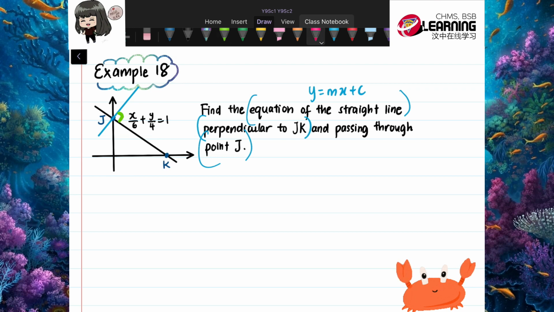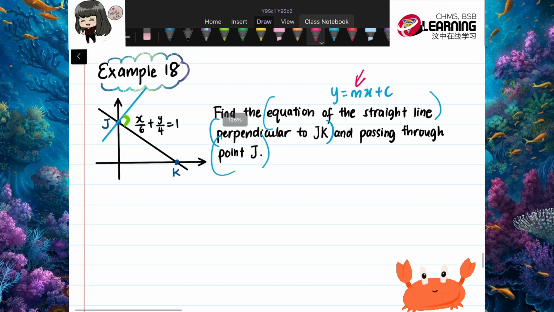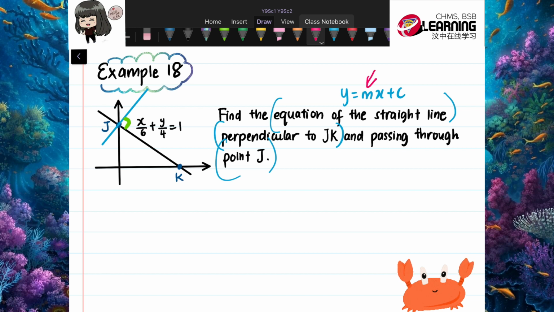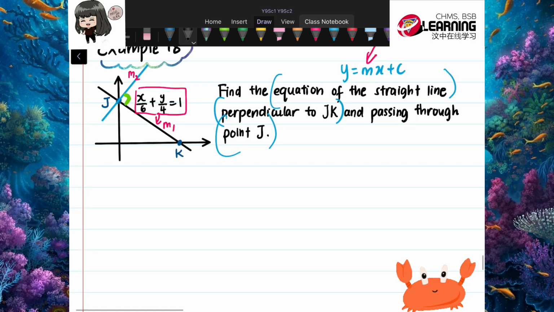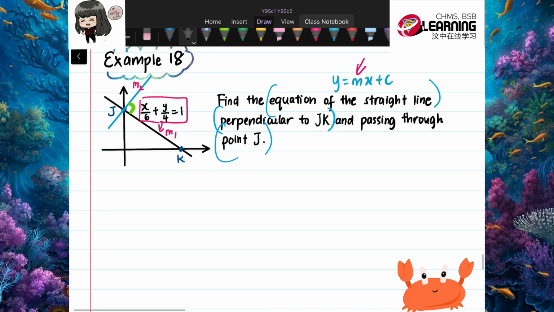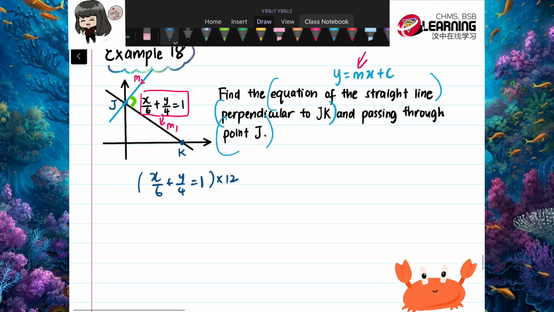So how are we gonna find this y equals mx plus c? We need our m, right? But do we have any m here? No, but we have an equation of this line here, so from here we can find our m. This is m1, and don't forget the other one is m2. We're gonna find m1 by making y the subject. I'm gonna write this down. I times 12 for everything, so that I can make it non-fraction. So this one will become 2x plus 3y equals 12.